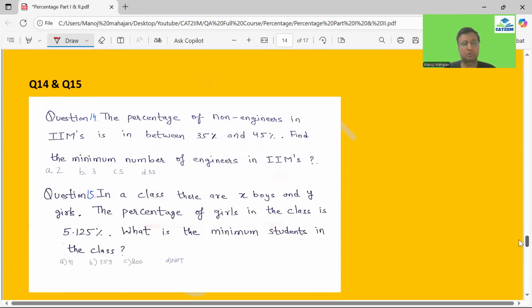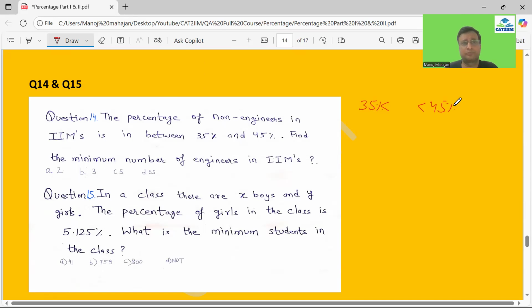Now let's move to two very interesting problems out here. First give a try on your own, and then you can look forward to the video for the solution to these two questions. If you look over here, the percentage of non-engineers they've given in the answers is between 35 to 45%. So it's a very interesting problem.